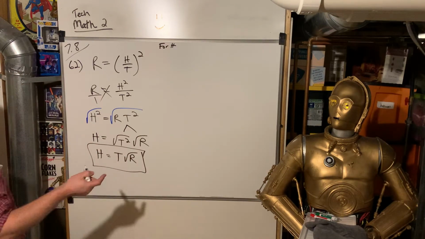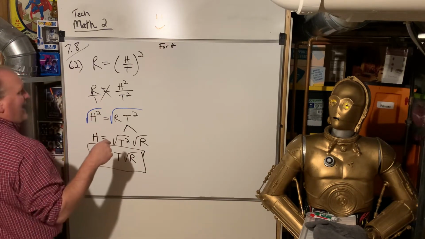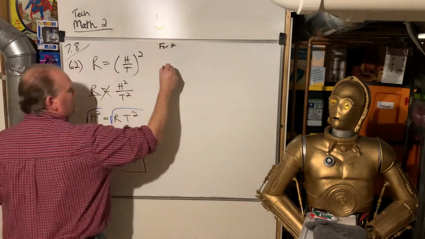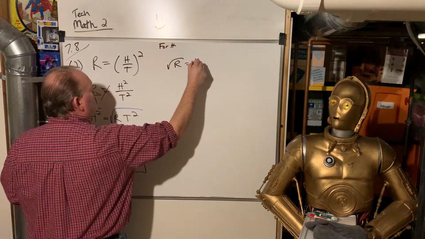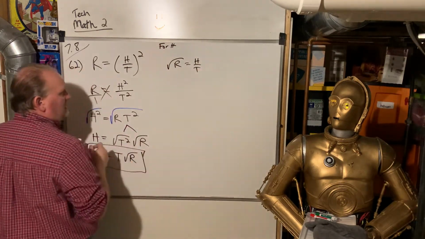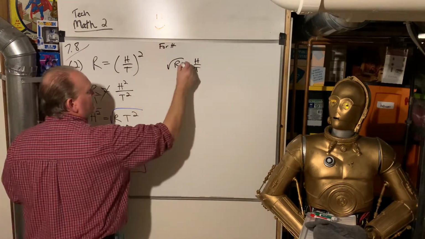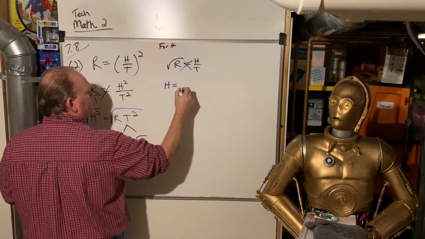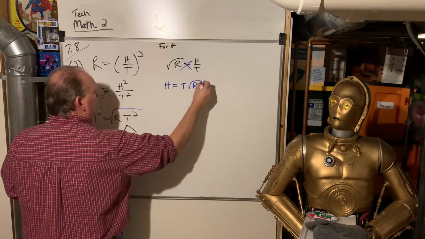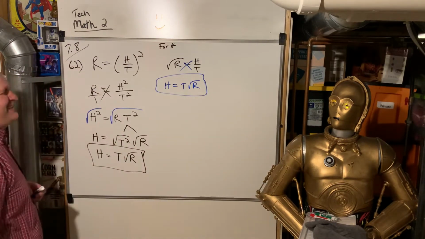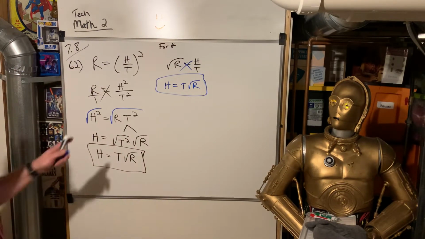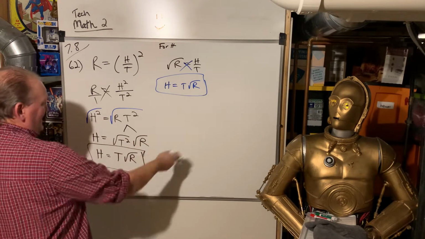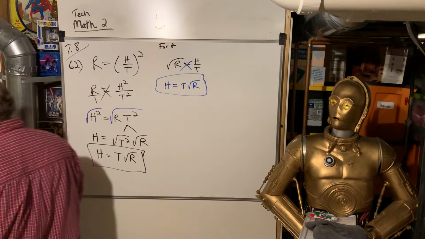Another way to do it would have been to square root it right off the bat. I think that would have been easier. If I would have square rooted both sides, we would have the square root of R is equal to H over T. And then I want H, so I just have to cross multiply. I should have gone with my first thought, because that was a lot faster. That was like one and done. This was a little more complicated. Either way is fine. You get the same answer either way. All right.